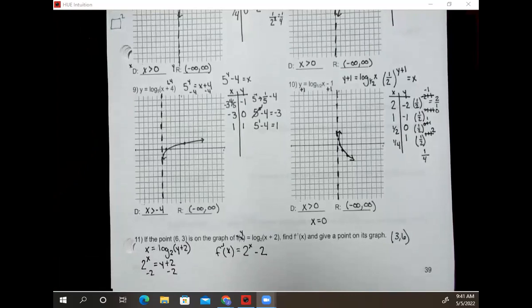Questions for me for today? We'll come back and revisit our graphing after we learn how to evaluate logs without having to rewrite them in that exponential format. But for today, for our graphing, we had to use the tools we have in our toolbox, which was rewriting.